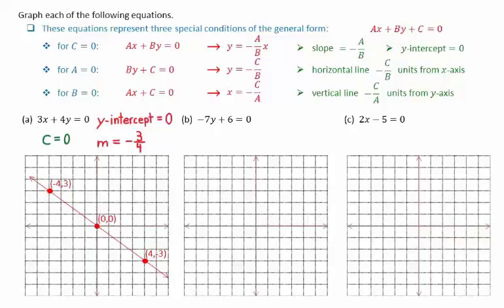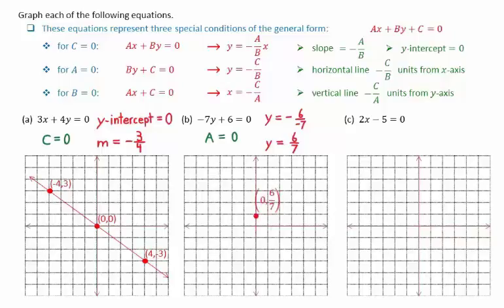For question B, here a is equal to 0 in general form. This then corresponds to y equals negative c over b. In this case, c equals 6 and b equals negative 7. This simplifies to y equals 6 over 7. Note here that for any value of x, the y value will always be 6 over 7.